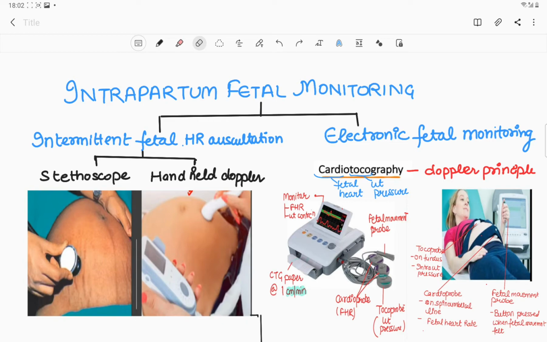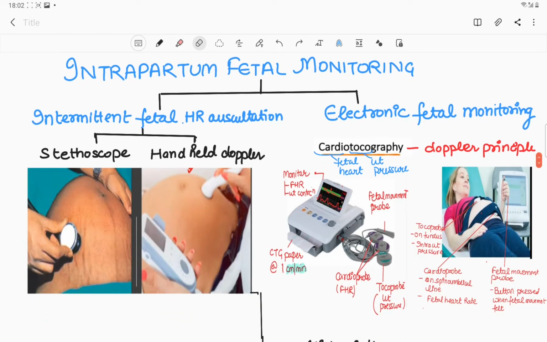Today I'll talk about intrapartum fetal monitoring, but particularly emphasizing cardiotocography. So what is intrapartum fetal monitoring? It is monitoring of the fetus during labor. It can be done by intermittent fetal heart rate auscultation or electronic fetal monitoring, that is cardiotocography.